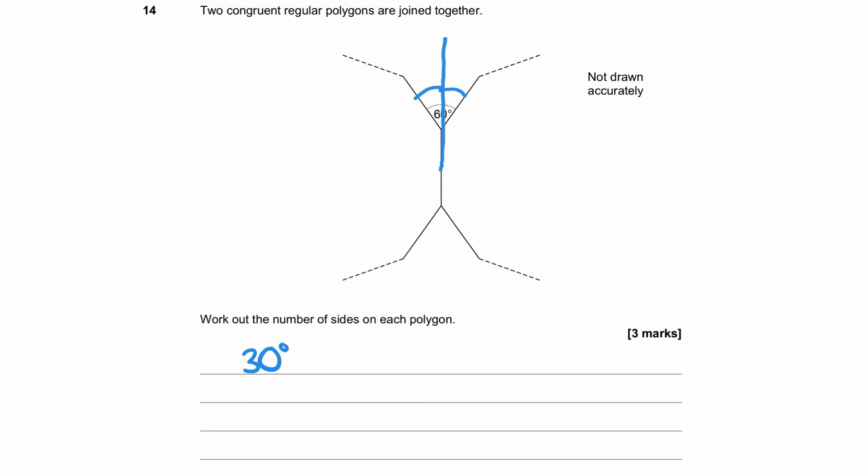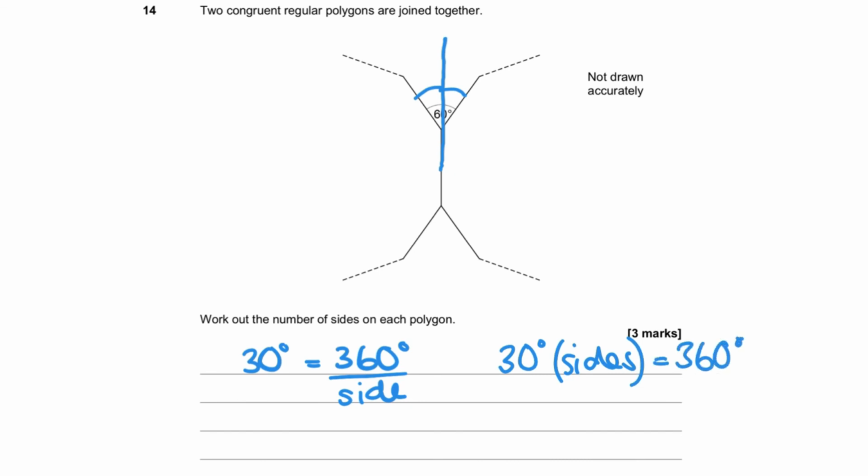So we know from our key points video that to work out the external angle of a shape, we divide 360 degrees by the number of sides it's got, and that is equal to the external angle, but we know that that's 30 already. So if we do a little bit of rearranging of this formula, if we times both sides by the number of sides the shape has, we've got 30 degrees times the sides is equal to 360 degrees. If we divide both sides by the 30 degrees, we've got number of sides is equal to 360 degrees divided by 30 degrees, which equals 12. So our polygons have got 12 sides.